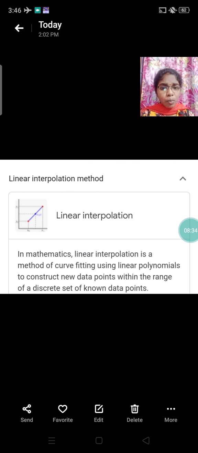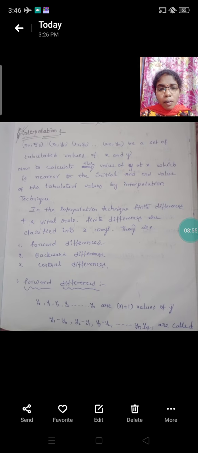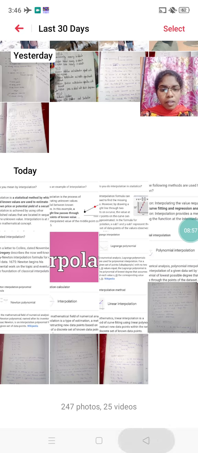What is the linear interpolation method? This is the diagram of linear interpolation. In mathematics, linear interpolation is a method of curve fitting using linear polynomials to construct new data points within the range of a discrete set of known data points. So we know that interpolation is used for continuing the x values and y values.